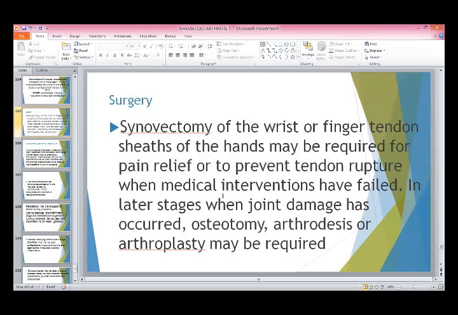Surgery is sometimes recommended. Synovectomy of wrist or finger tendon sheaths of the hands may be required for pain relief or to prevent tendon rupture when medical interventions have failed. In later stages, when joint damage has occurred, then osteotomy, arthrodesis, or arthroplasty may be required. Rarely done in rheumatoid arthritis.